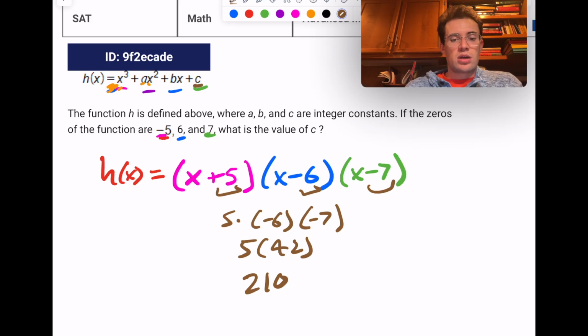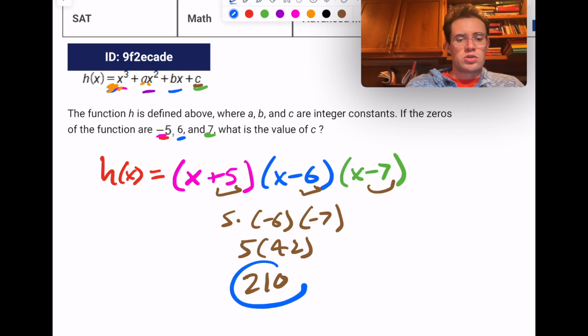Right, so 210. It might have been easier to do 5 times -6 is -30, and -30 times -7 is also positive 210. But either way that you multiply those 3 numbers, whether by the commutative property or associative property of multiplication, you get this answer, 210. So that's what you do. And yeah, that's all I would do for this one.